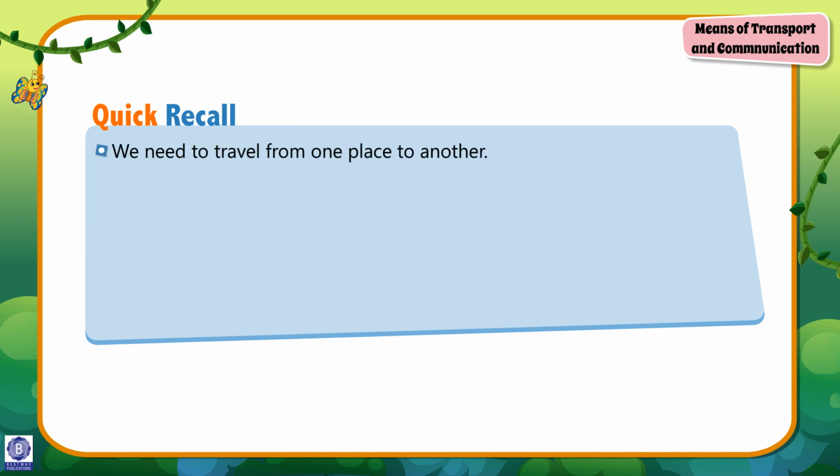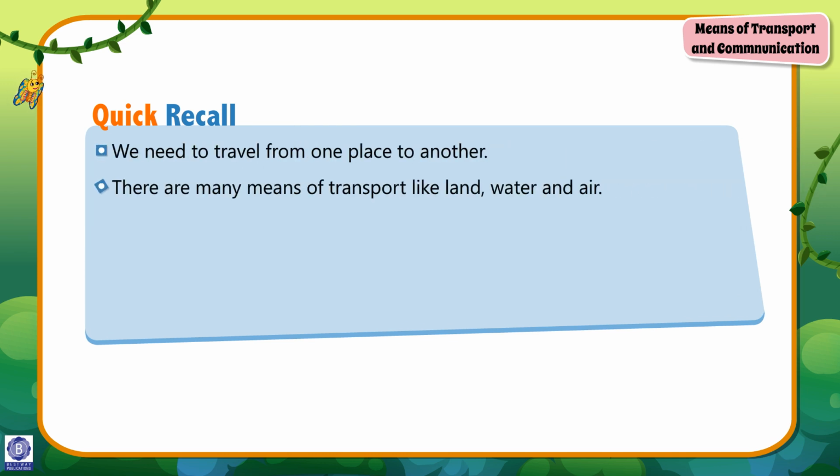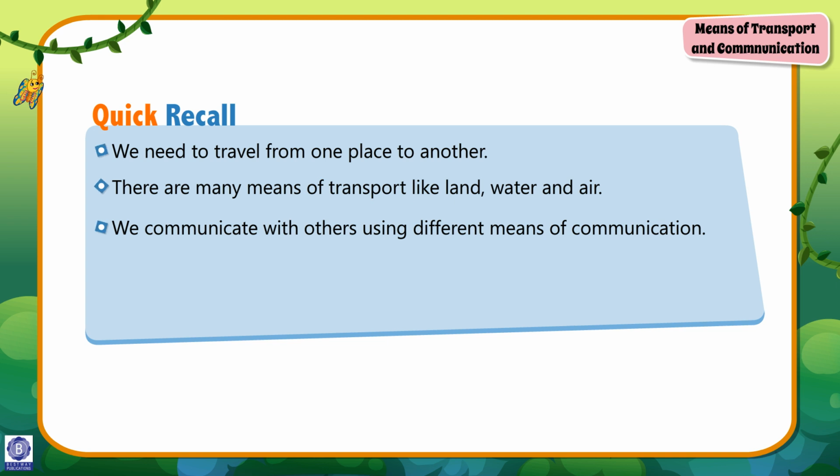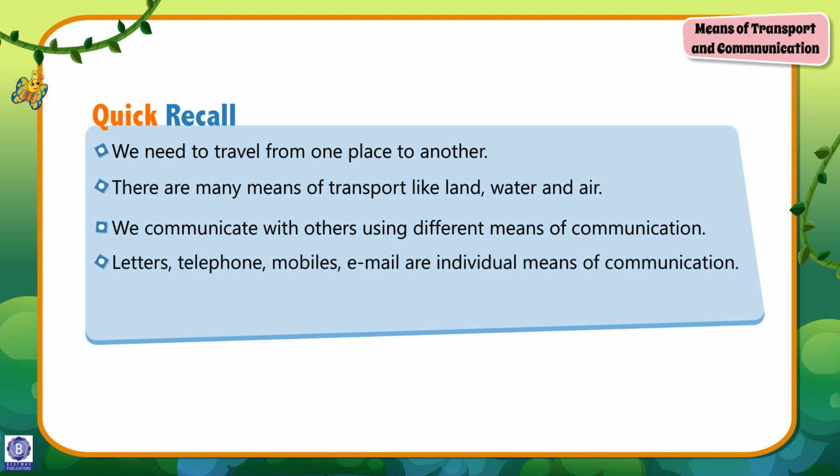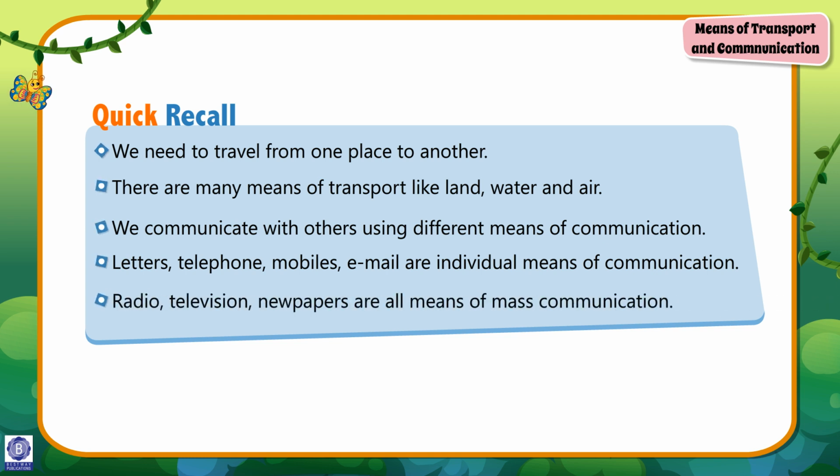Quick recall. We need to travel from one place to another. There are many means of transport like land, water, and air. We communicate with others using different means of communication. Letters, telephone, mobiles, and email are individual means of communication. Radio, television, and newspapers are all means of mass communication.